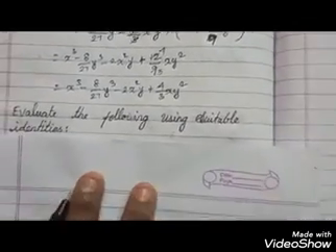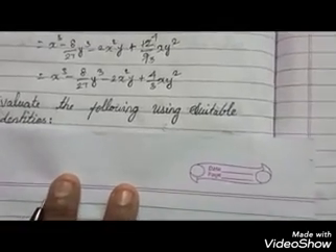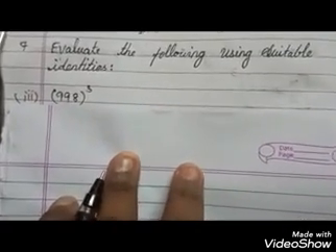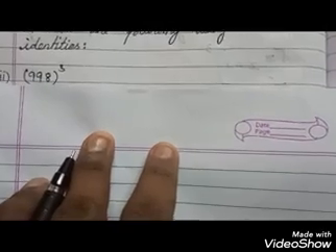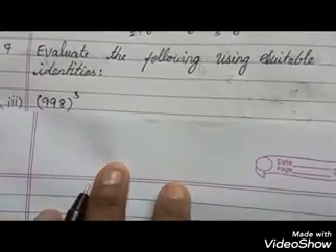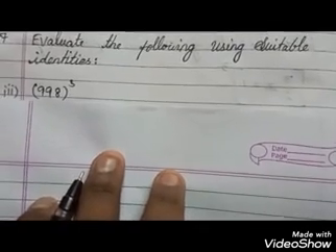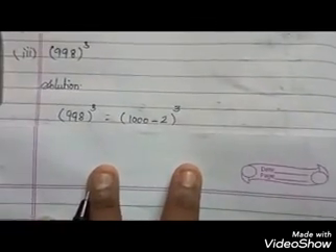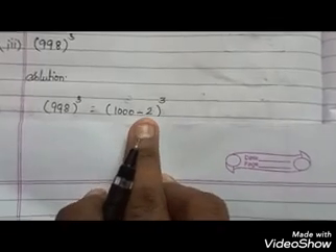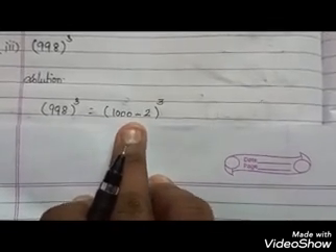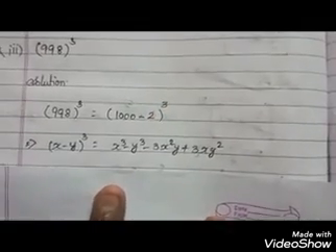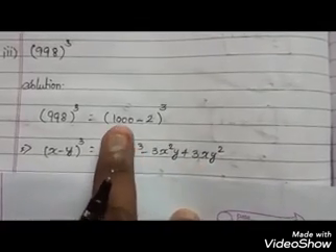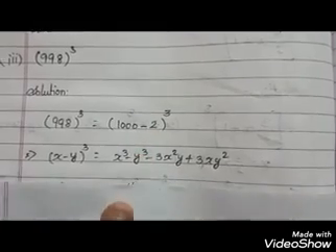Next we move on to Roman numeral 7. Evaluate the following using suitable identities: 998 the whole cube. Already I told you it should be a squaring value or cube value. First we need to round off. 998 is nearest to 1000, and it is reduced by 2. So 998 can be written as (1000 minus 2) the whole cube, in the sense (x minus y) the whole cube. You already know the expansion. The value of x we take as 1000 and y we take as 2.